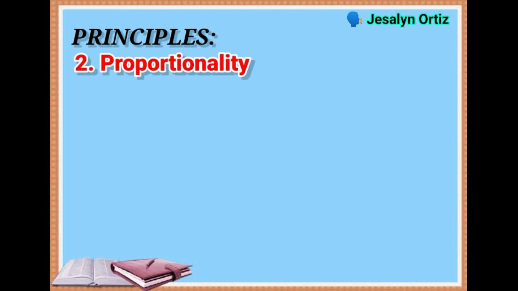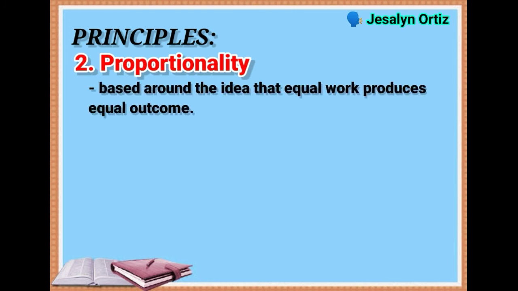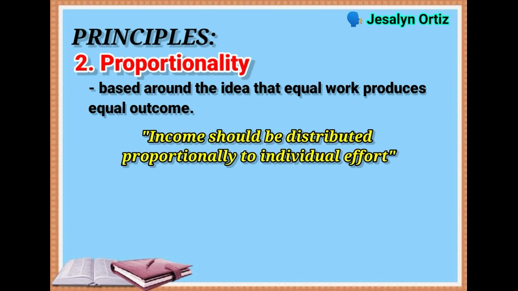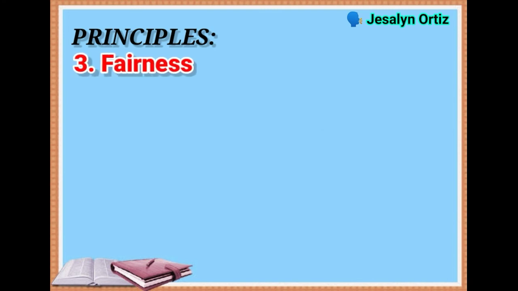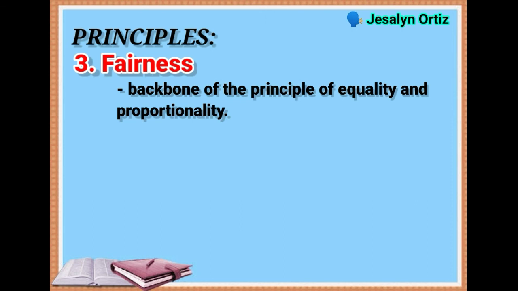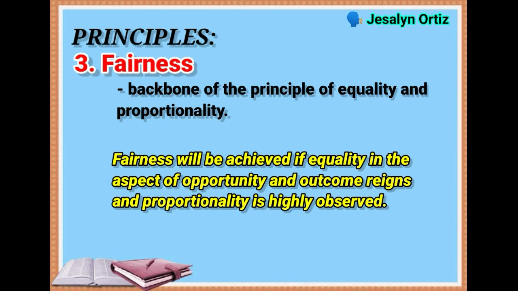Number 2. Proportionality. It is based around the idea that equal work produces equal outcome. This principle is commonly interpreted as saying that income should be distributed proportionally to individual effort. An example of proportionality is, two people can work 12 hours in different work environments, so their concept of who works harder or who deserves a greater amount of goods varies. Number 3. Fairness. Fairness is the backbone of the principles of equality and proportionality. This fairness will be achieved if equality in the aspect of opportunity and outcome reigns and proportionality is highly observed.